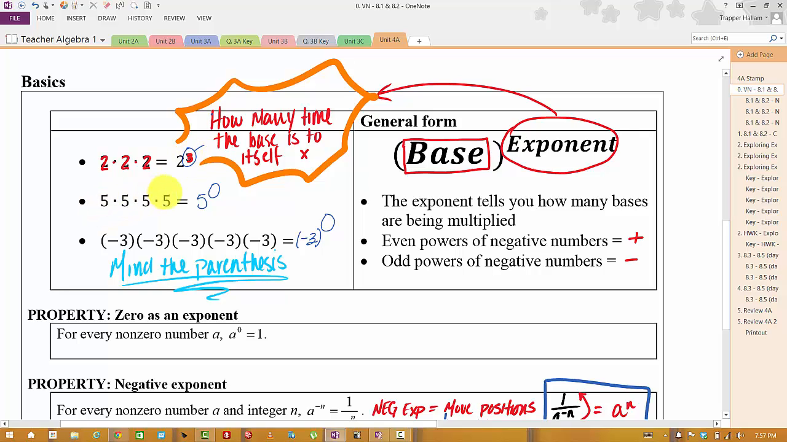So if we look at the next little quick example here, 5 times 5 times 5 times 5, that's 4 times, or 5 to the 4th. And these parentheses are key. Notice that it's a negative 3 inside the parentheses, and it's not 3 like this times itself negative times. So what we want to do here is count these negative 3's. There's 5 of them, so we're going to say to the 5th power.